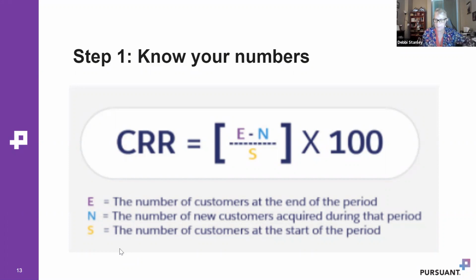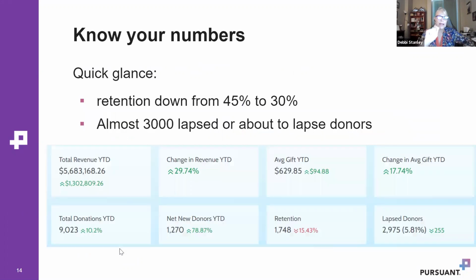in order to arrive at this level of detail. So a quick glance shows me that my retention, and this is just a sample client, went from 45% in 2019 to 30% in 2020. And I have almost 3,000 lapsed or about to lapse donors. So that tells me right then something's wrong, something I need to do something about.